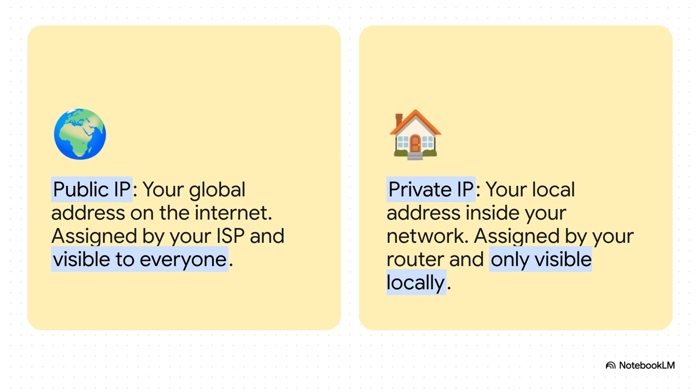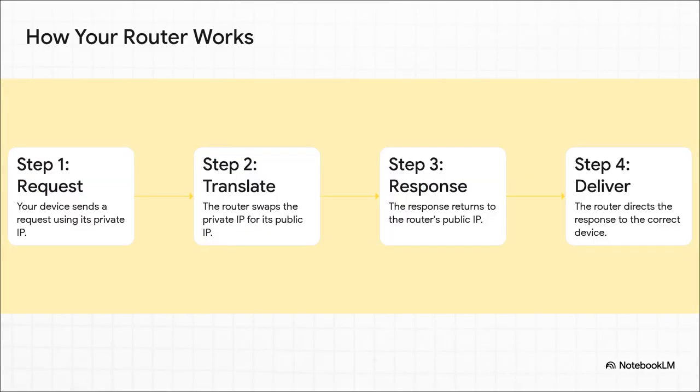But inside your house, your router assigns a private IP to each device, your phone, your laptop, whatever. And that's like an apartment number that's only used right there on your local network. So how does this all work in practice? Well, your router is basically the mailroom clerk for your home network.